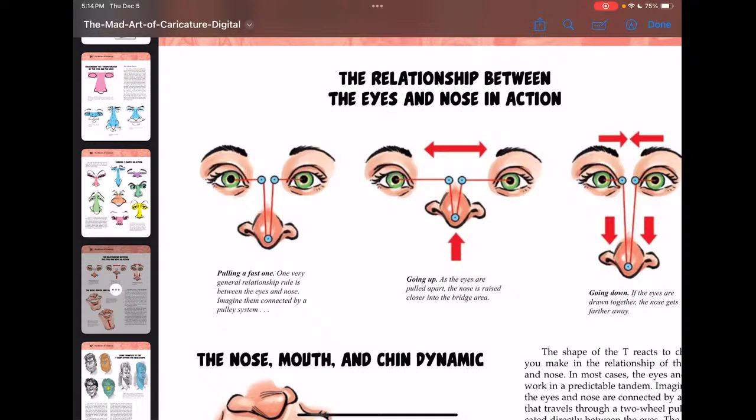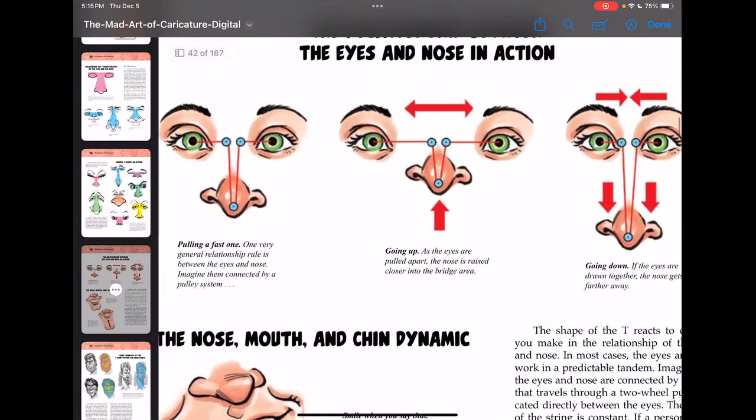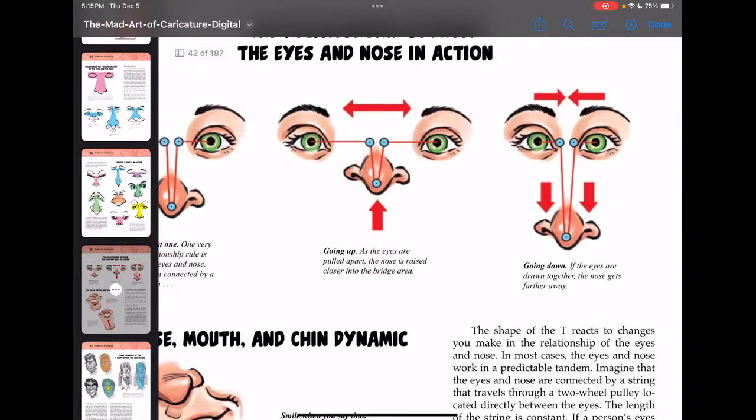Then we get into the pulley system. This I do understand, so I don't necessarily need to review it, but I'll read a little bit of it. He says, pulling a fast one. One very general relation: imagine them connected by a pulley system. Going up, as the eyes are pulled apart, the nose is raised closer into the bridge area. Going down, if the eyes are drawn together, the nose gets farther away.